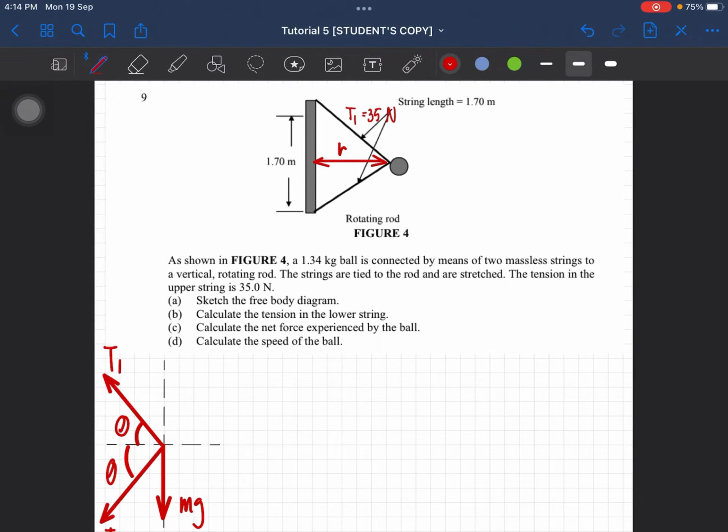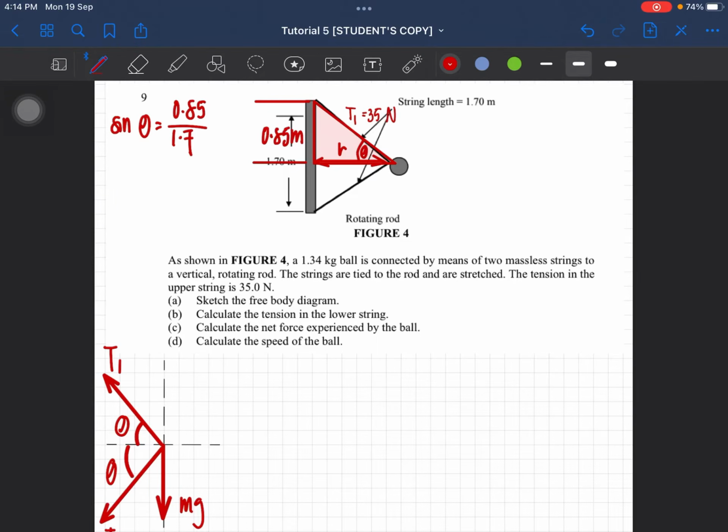So that is your free body diagram, but then I think I'm going to start with finding the angle first. Okay. So the angle can be found using sine theta. So sine theta is equal to opposite over hypotenuse. So half of this is 0.85 meter, because now we are going to make a triangle, so that we can use trigonometry. Okay, so sine is opposite over the hypotenuse. So that is 0.85 over 1.7 meter.